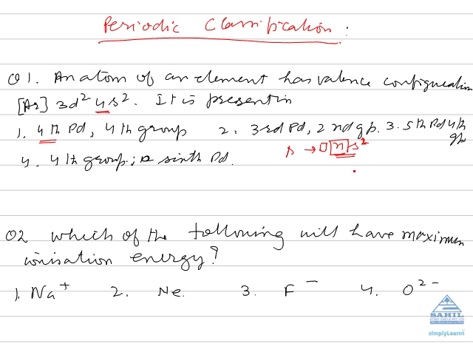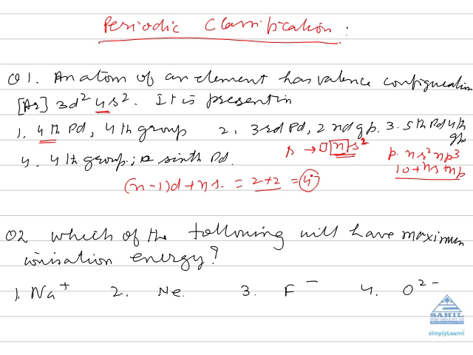Now how to locate the group? If it is a p block element and the configuration is ns2 np3, then the group number will be equal to 10 plus ns electrons plus np electrons, that is to say in this case 15. But here the last electron enters into the d orbital, so it is not a p block element, it is a d block element. For a d block element, the group number is equal to (n-1)d electrons plus ns electrons. So 2 plus 2, 4, hence it belongs to fourth group.